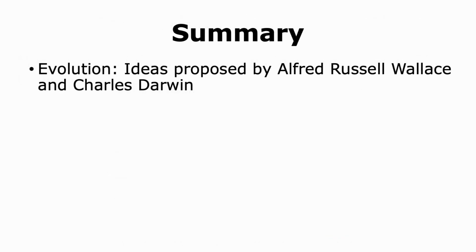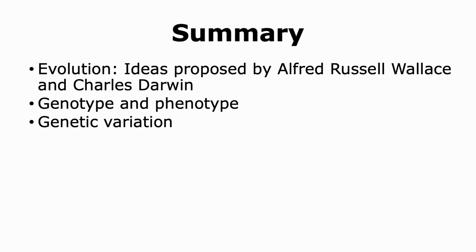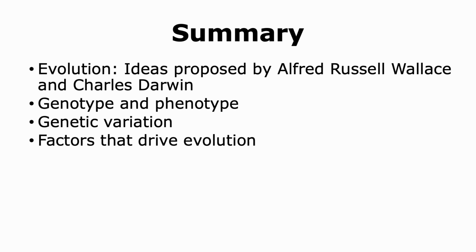Thus, with this, we come to the end of our talk, where we learned about what evolution was and how the concepts of evolution were defined by observations by Alfred Russel Wallace and Charles Darwin. We learned about genotype and phenotype and how the genotypes can affect phenotypes. We learned about genetic variation and how individuals in a population do not have identical genetic composition, which gives rise to genetic variation in the population. We then learned about different factors that are able to drive the evolution of a population.